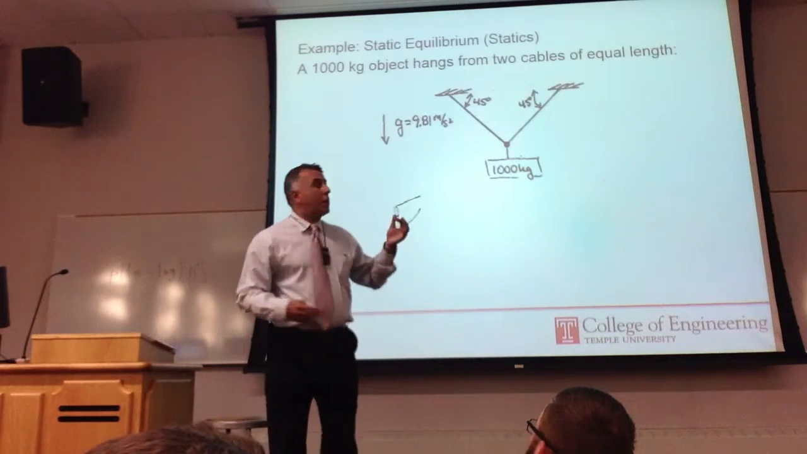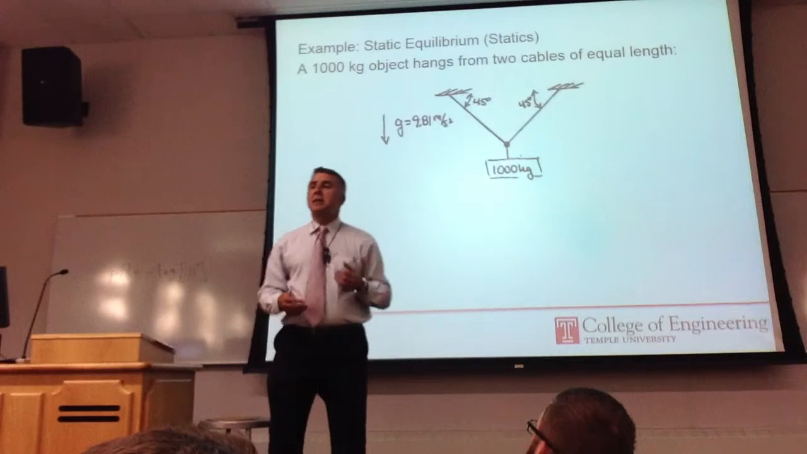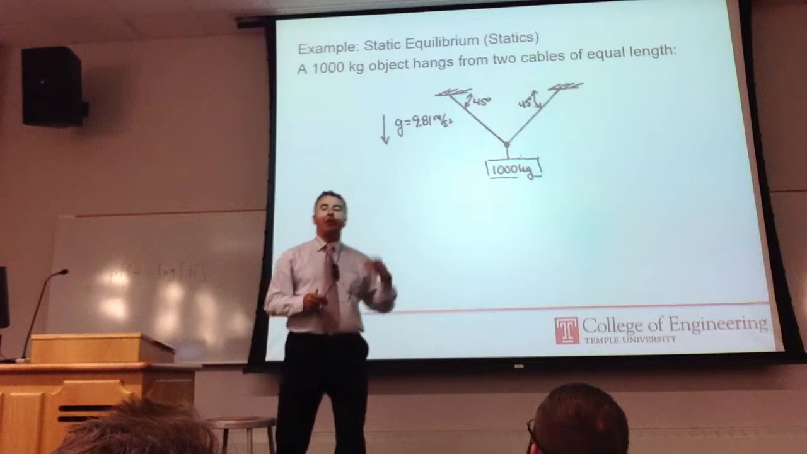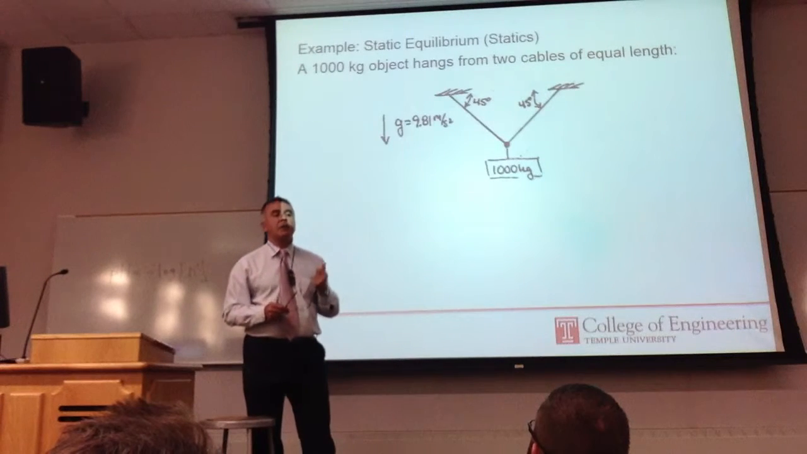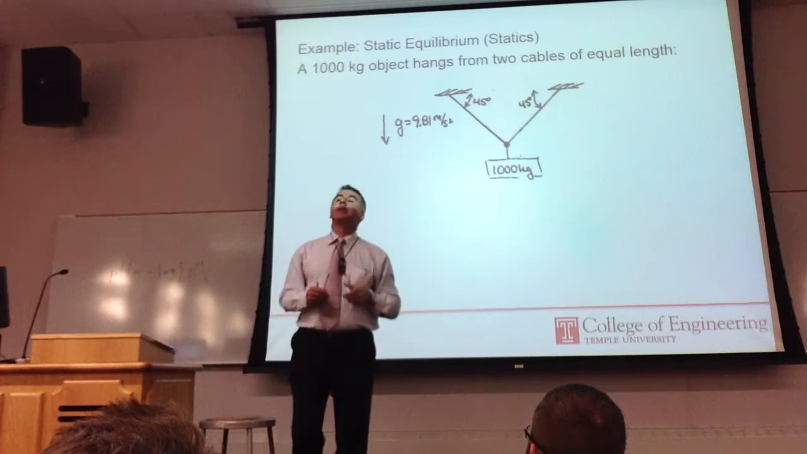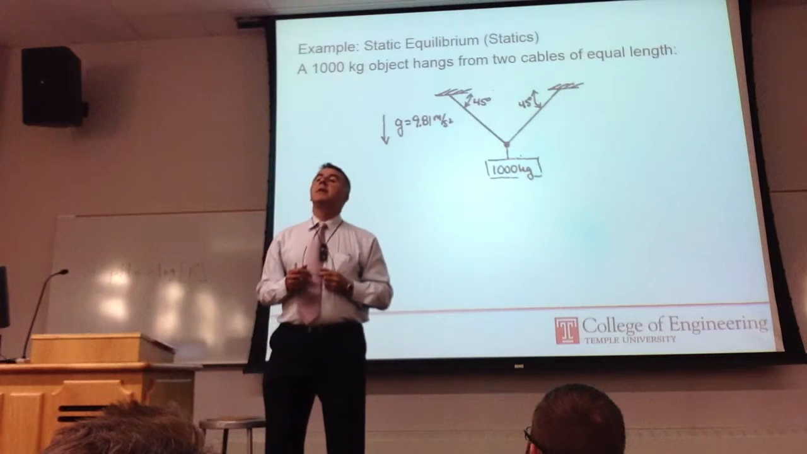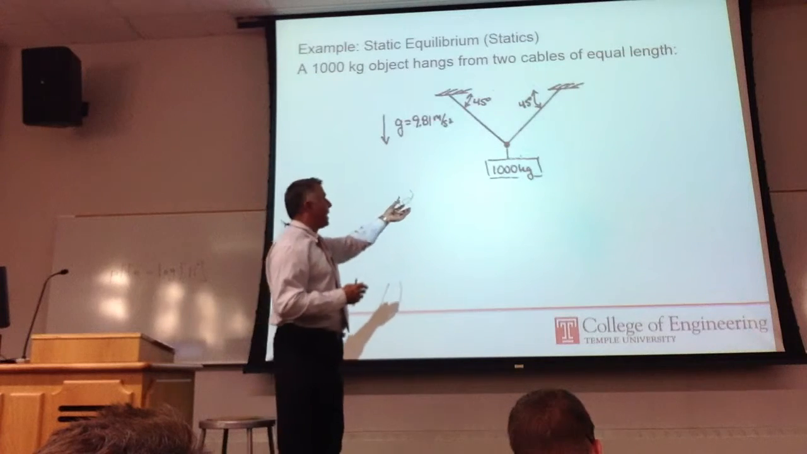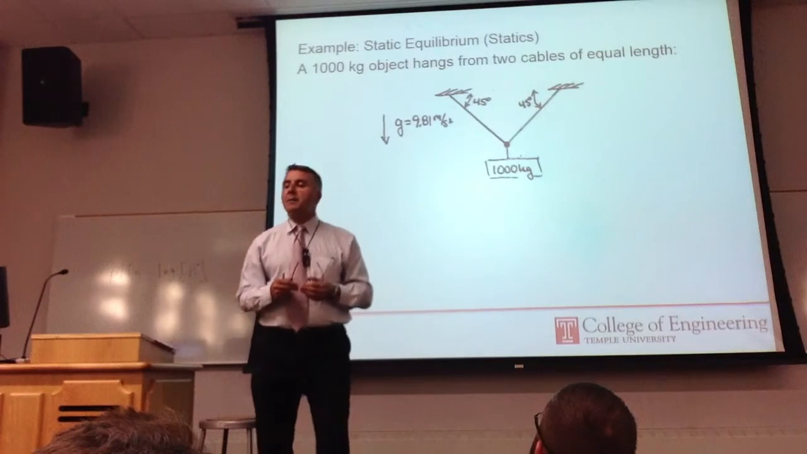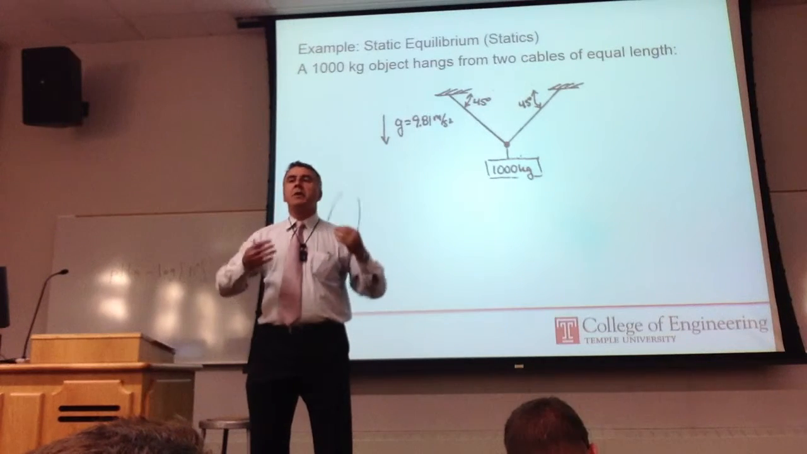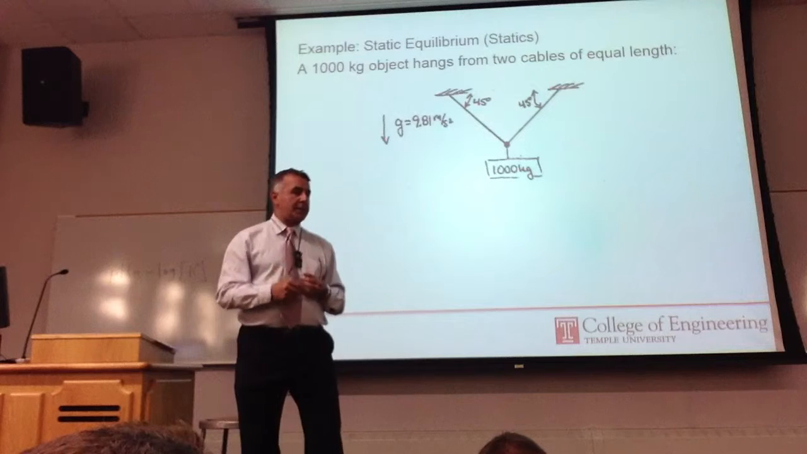So what we have here, in fact, is a mass of 1,000 kilograms. If I want to convert that mass into an actual weight, what do I have to do? Right, of course. So the weight of this thing is in fact equal to m times g, the mass times acceleration. Why? Because the weight is actually a force.